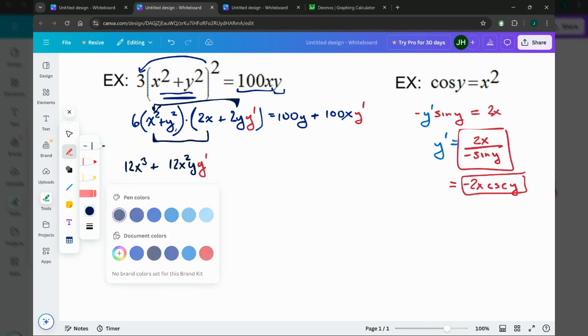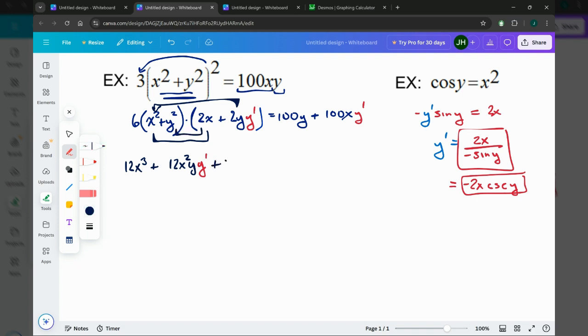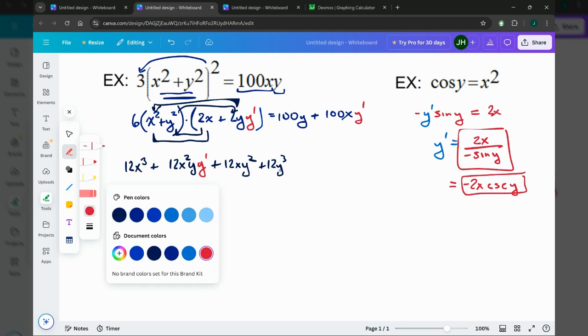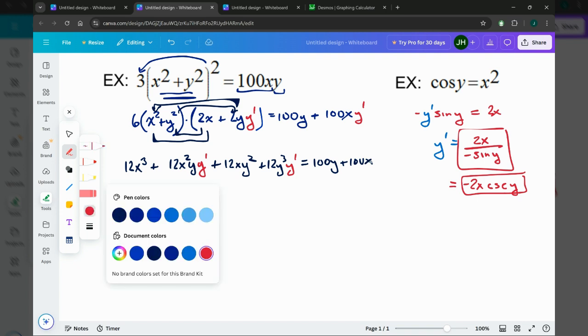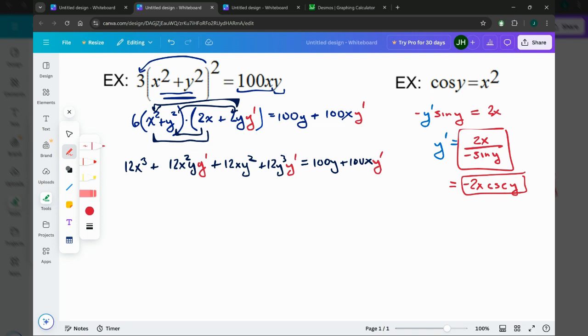The inner terms, multiplied by 6, are going to give me 12xy squared. And the last terms are going to give me 12y cubed y prime. And obviously on the other side, I've already got that figured out. That's going to be 100y plus 100x y prime. That is not calculus. All I did was multiply it out. This is a lot of algebra we're doing here.